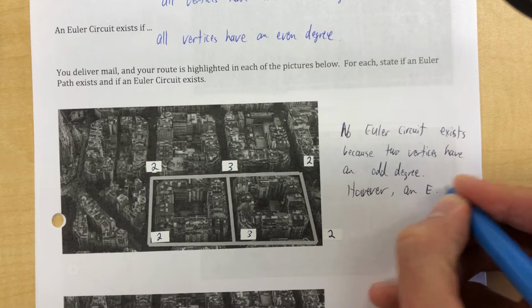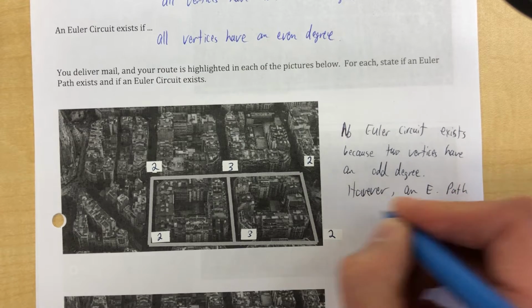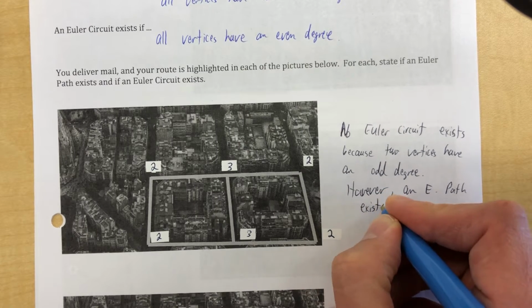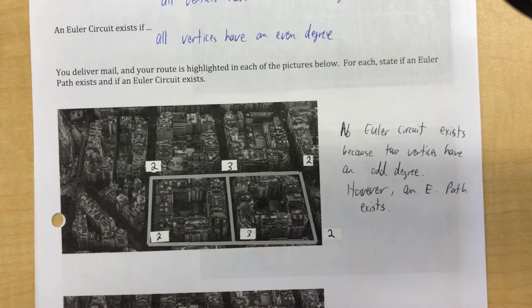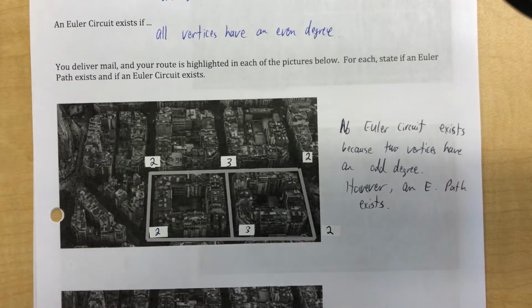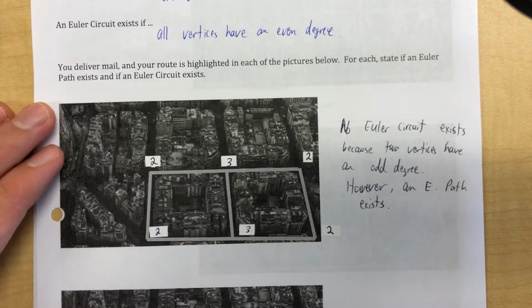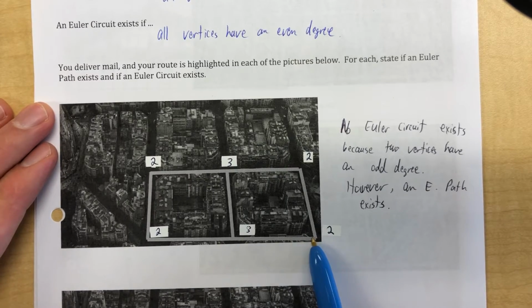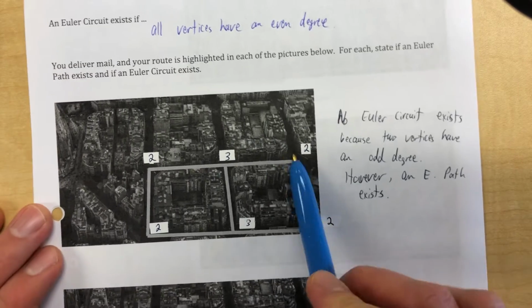An Euler path exists. Although I'm not going to label these as A, B, C, D, and E, I think we could just trace through it. Let me give you a hint: if you're ever going to find an Euler path, start with an odd vertex. I think that's worth writing down. If you need to find an Euler path, you start with an odd vertex. There is no way you will get the path with this one, this one, this one, or this one.